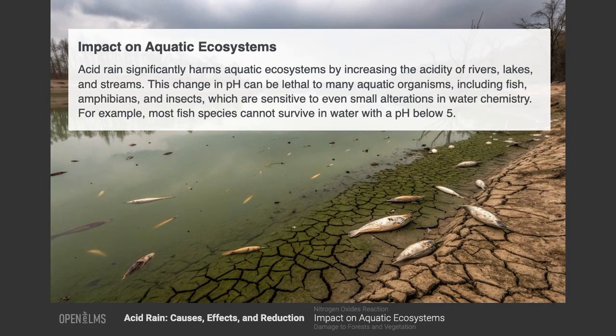Impact on aquatic ecosystems. Acid rain significantly harms aquatic ecosystems by increasing the acidity of rivers, lakes, and streams. This change in pH can be lethal to many aquatic organisms, including fish, amphibians, and insects, which are sensitive to even small alterations in water chemistry. For example, most fish species cannot survive in water with a pH below 5.